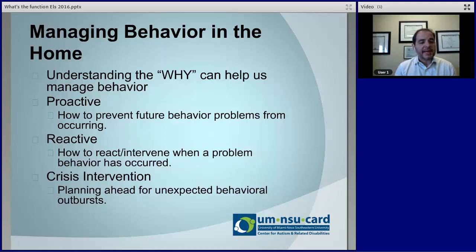There are also reactive strategies that we have to consider. And reactive here isn't a bad word. It's are we going to set up the environment, and then what are we going to do once problem behavior actually does occur? So we're going to have both kinds of approaches. And then I would also encourage parents and teachers to plan ahead for really unexpected behavioral outbursts and have a crisis intervention plan in place. What happens if?